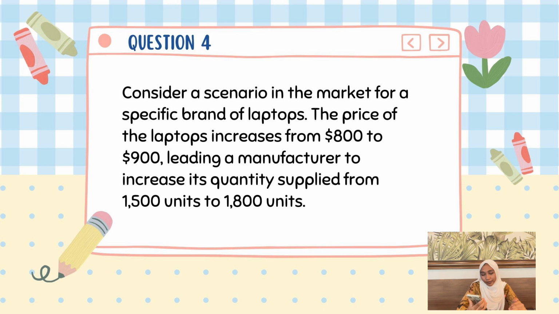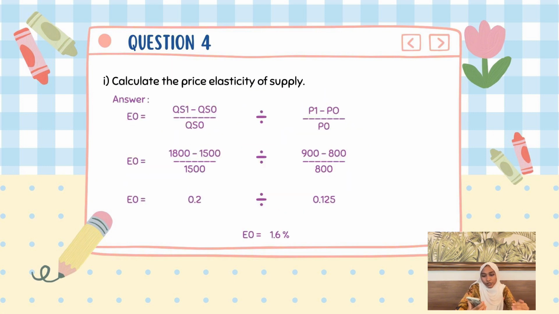Based on the text above, consider a scenario in the market for a specific brand of laptops. The price of the laptop increases from $800 to $900, leading a manufacturer to increase its quantity supplied from 1,500 units to 1,800 units. Let's move forward to the first question.